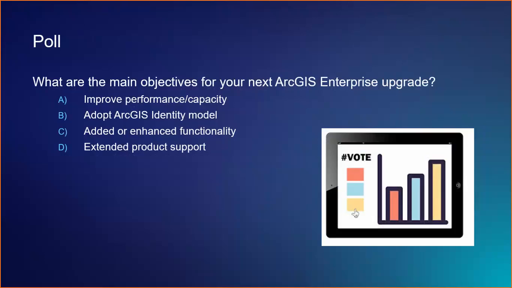So just waiting for the results to come in here. And okay, we have a pretty good spread. So I guess the winner is 36% going for some added or enhanced functionality. That's pretty much what we'd expect. Next is 21% improving performance and capacity. Yes, we hear that lots. 16% moving to extended product support, and 5% going for identity model.